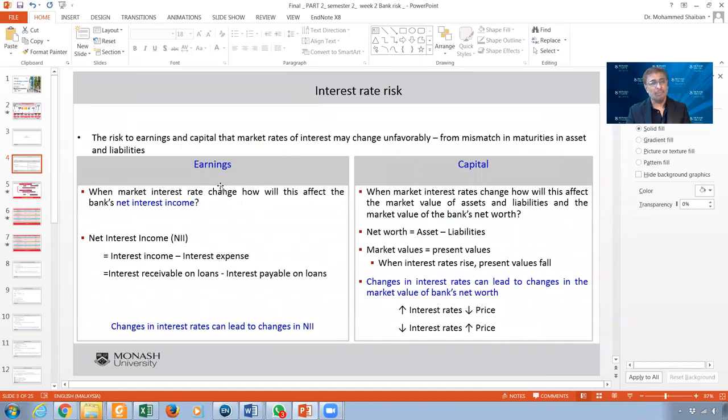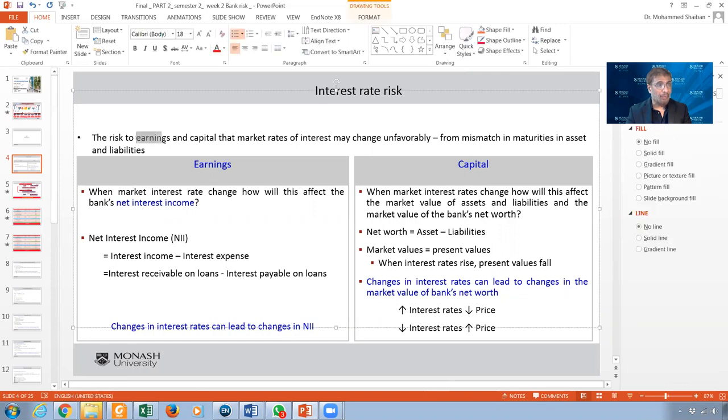Let me start with the definition. We already defined it in part 1, and now we will define it a little bit here. Interest rate risk is the risk to earnings and capital. I want you to understand what we mean by earnings and capital. This is a risk to the income statement, and this is to the balance sheet, which means one to the capital and one to the net interest income.